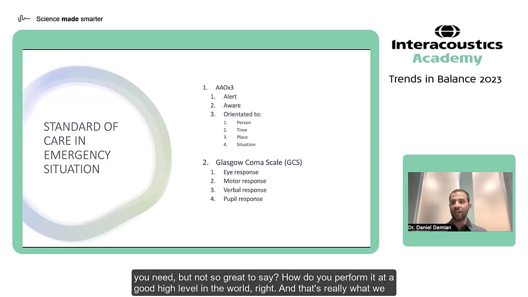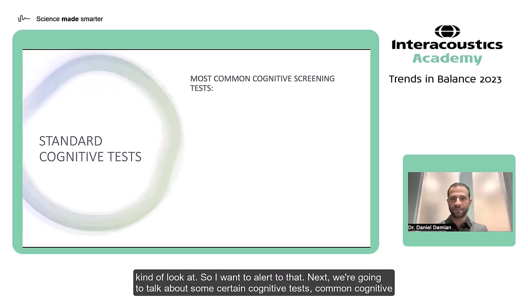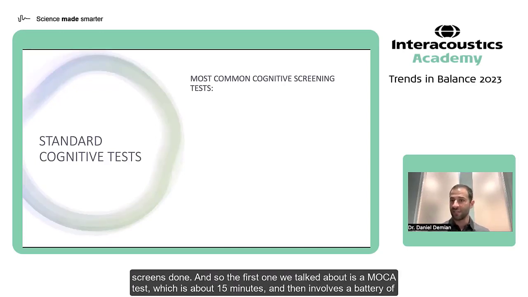But not so great to say, how do you perform at a good high level in the world, right? And that's really what we kind of look at. So I want to alert to that. Next, we're going to talk about some certain cognitive tests, common cognitive screens done.